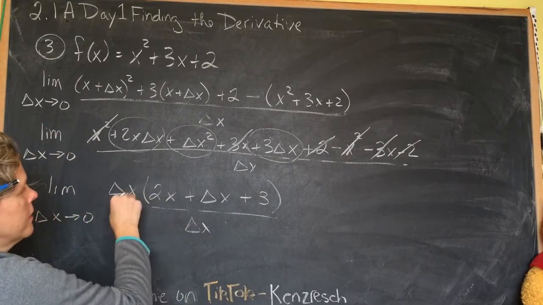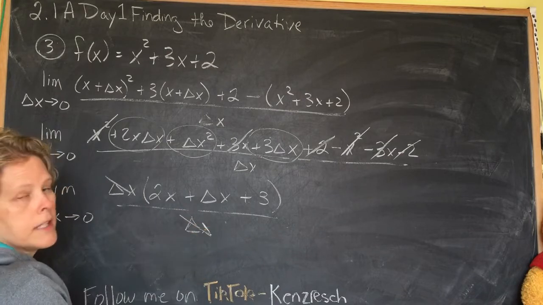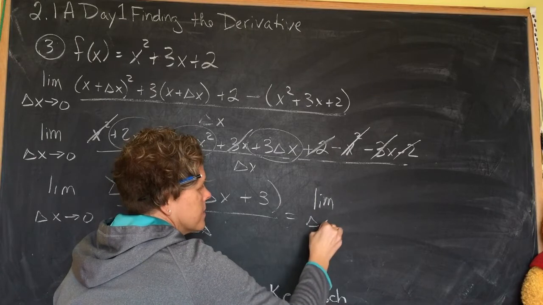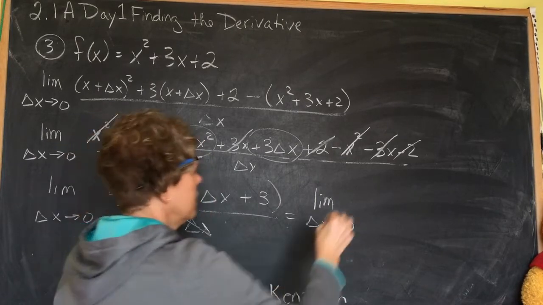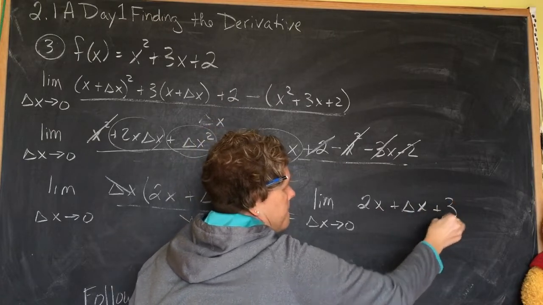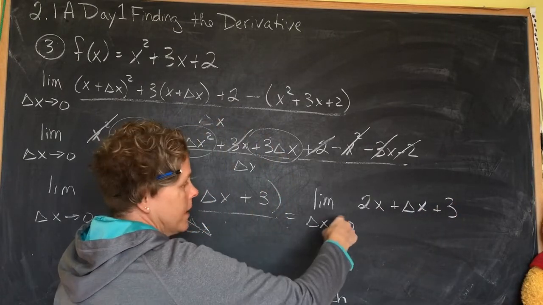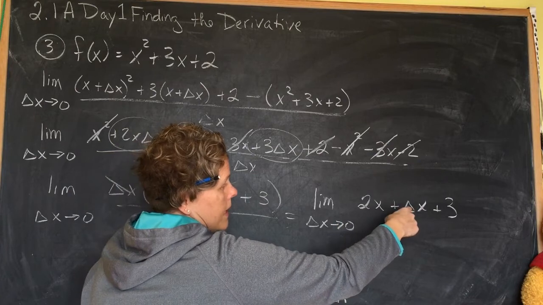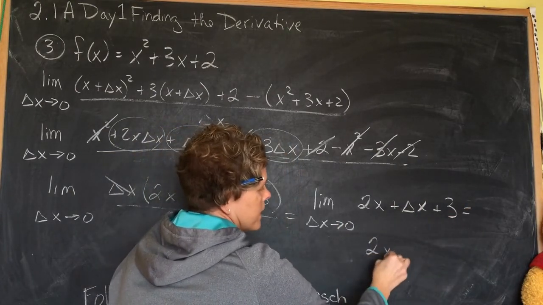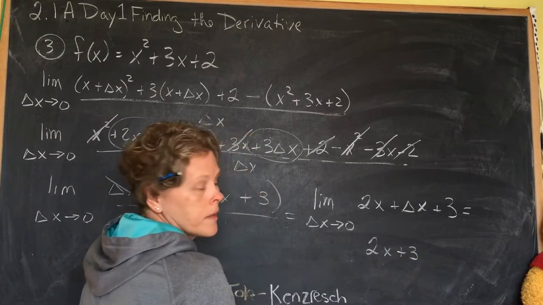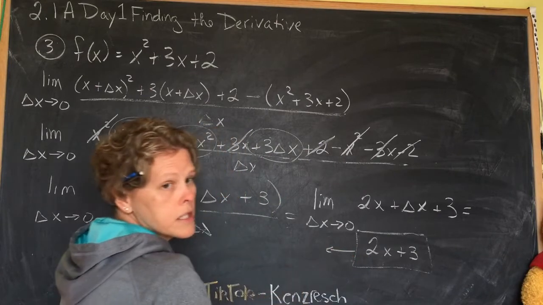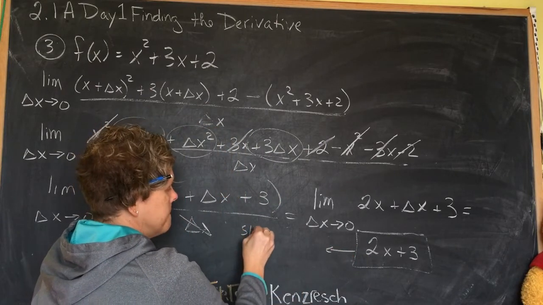Well, now that I've factored out that delta x, it will cancel down here, leaving me with the limit as delta x approaches 0 of 2x plus delta x plus 3. Now I can take 0 and plug it in for that delta x, eliminating that term, leaving me with an answer of 2x plus 3. All right, that's your derivative. This is your general form for the slope anywhere along the curve.